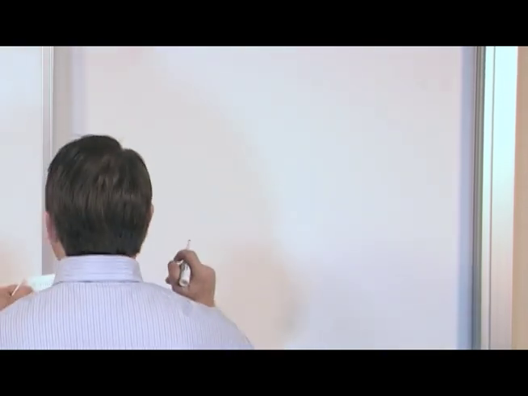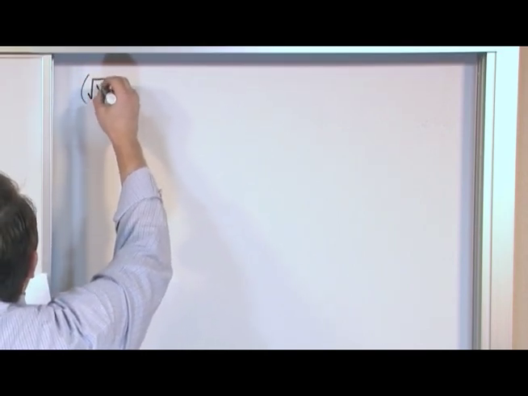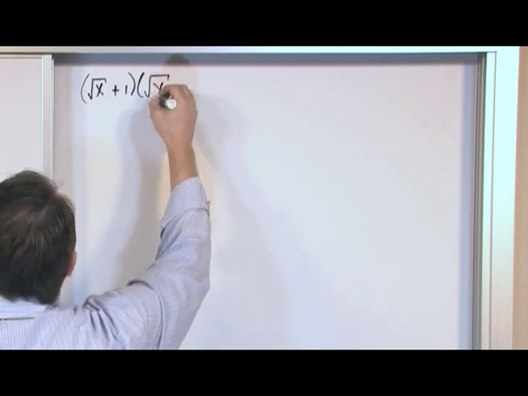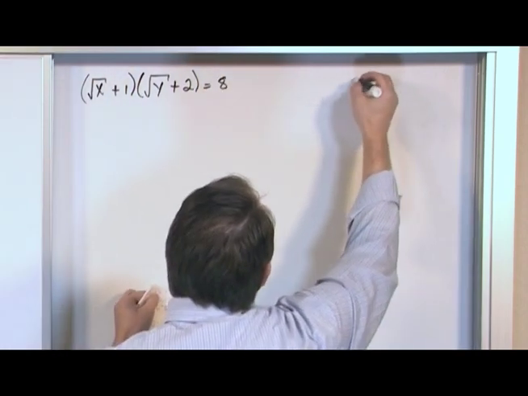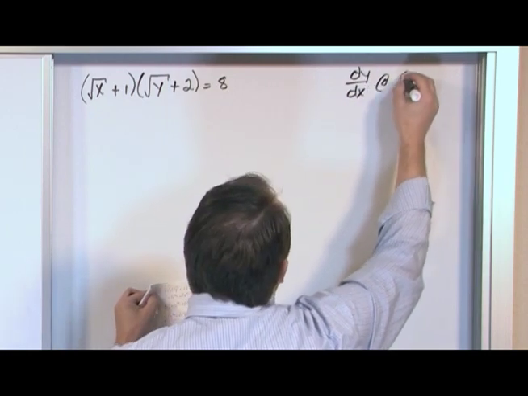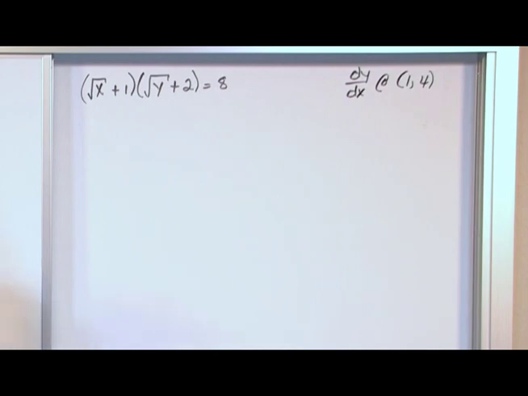Now our final problem is going to be a little bit more involved. It's going to be a little bit more complicated. We sort of saved the best for last, right? But it's not that hard. Let's say we have square root of x plus 1 times square root of y plus 2 is equal to 8. And we want to find dy/dx at (1, 4). Right? So first thing you should notice is that you have these square roots running around everywhere.